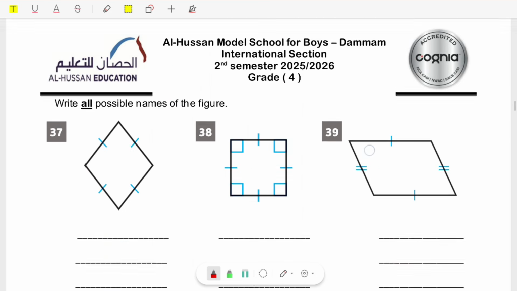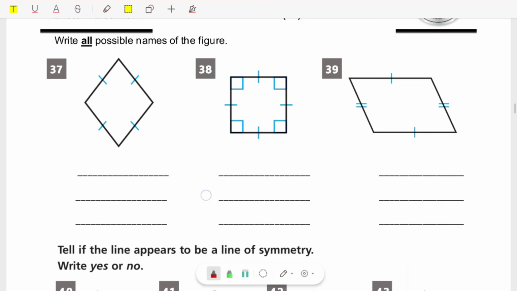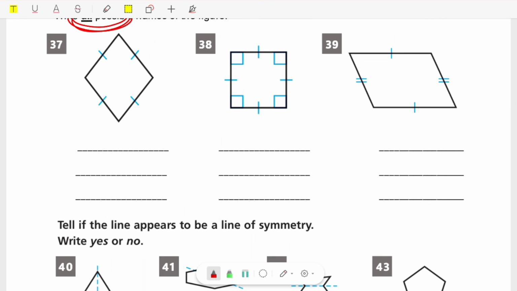Okay, let's go to the next page. In this page, it says write all possible names of the figure here. So the first figure, you have to ask yourself a question. Do we have four sides? Yes, we have four sides, so we can call it quadrilateral. Okay. Do we have at least one pair of parallel lines? Yes, we have at least one pair of parallel lines, so it's a trapezoid.